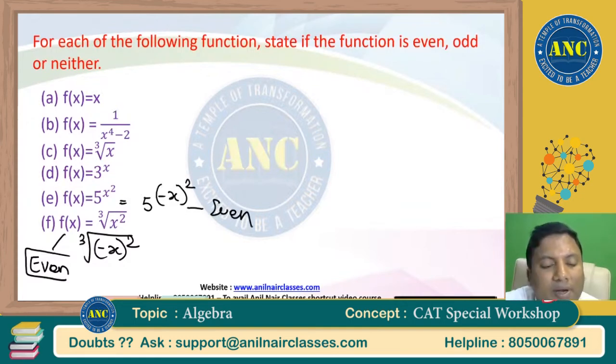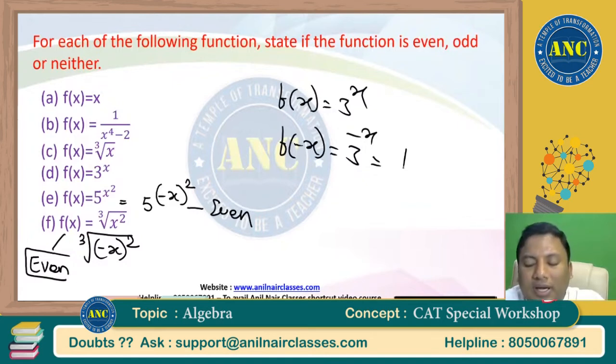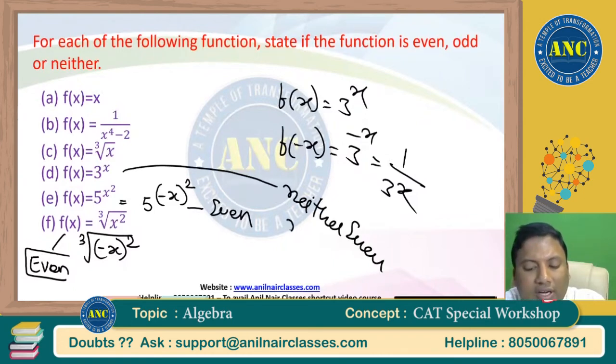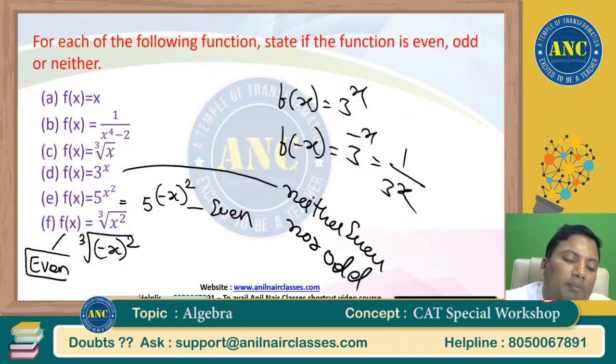If x is replaced with minus x, f(x) is 3 power x. f(minus x) will become 3 power minus x, which is 1 by 3 power x. So it is neither even nor odd. The fourth one's answer is neither even nor odd.